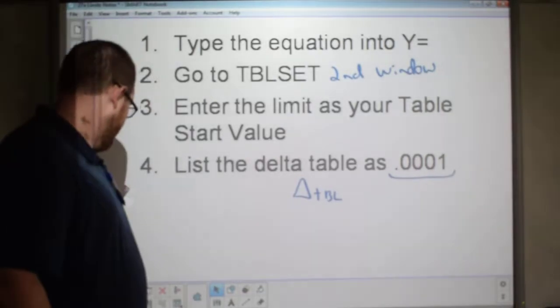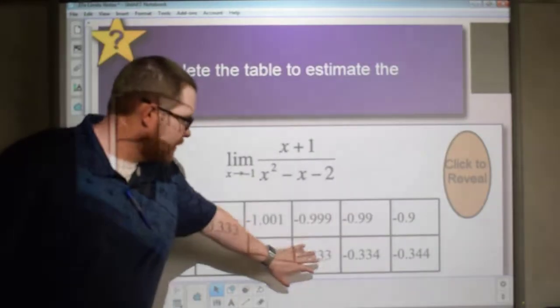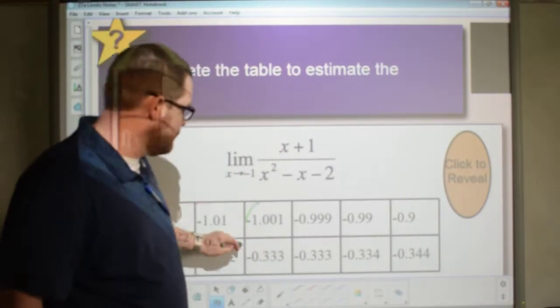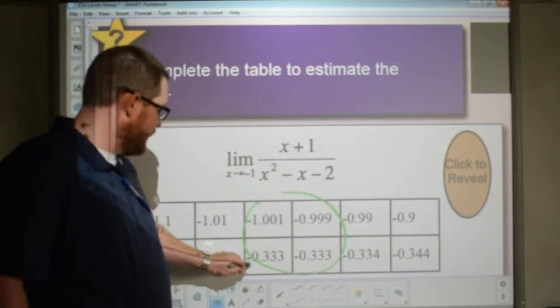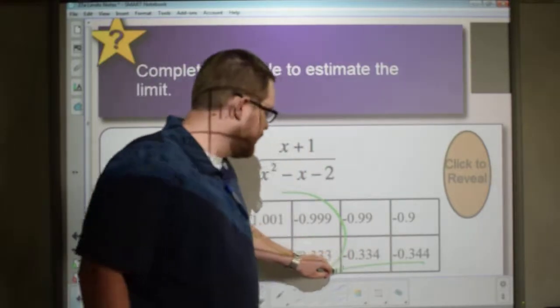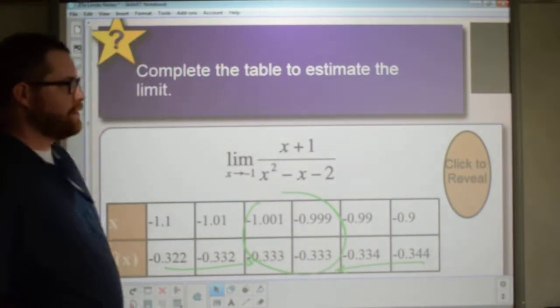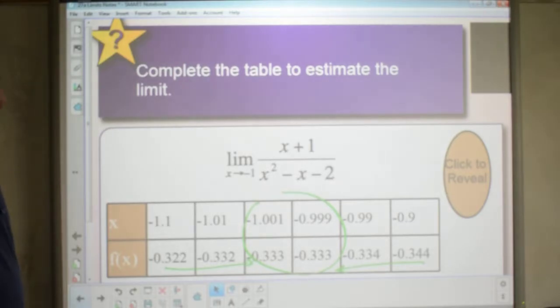And then look at the table. And just look what value is right here in the middle, the value we're trying to get close to. Oh look, these are going close to -0.3 repeating. These are getting close to -0.3 repeating. So the answer is probably -0.3 repeating, which is -1/3.